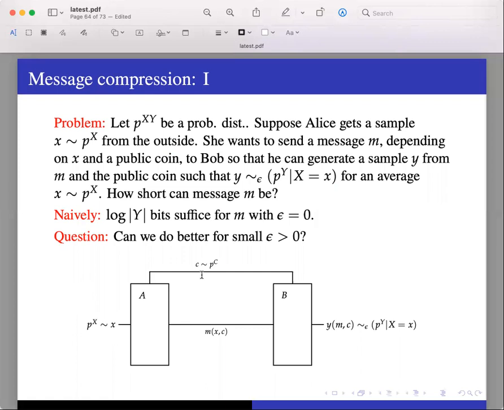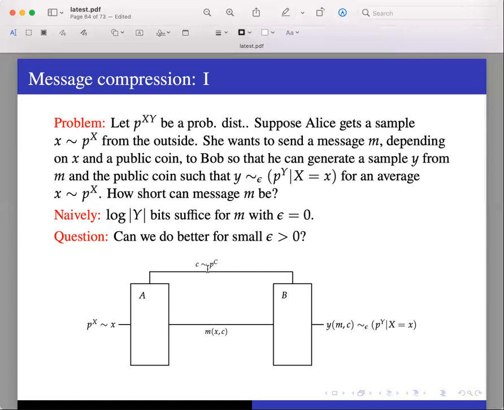Okay. So what is a public coin? A public coin is another random variable C with probability distribution PC. This probability distribution is independent of PXY. So if you are thinking of XYC, the joint probability distribution looks like PXY times PC. Okay, so this is the public coin, PC independent of this.